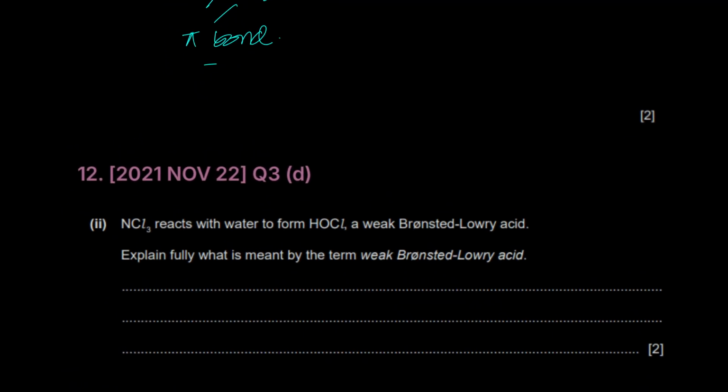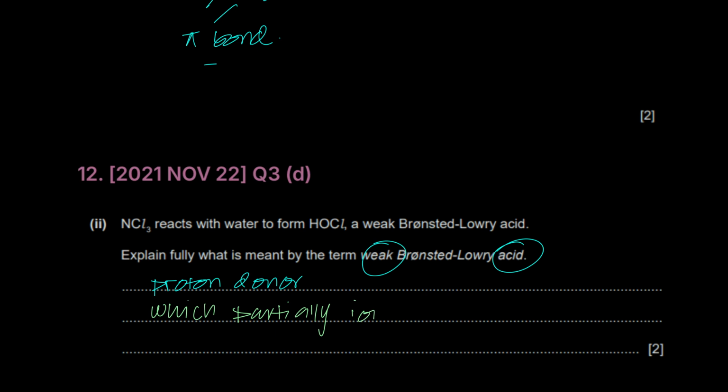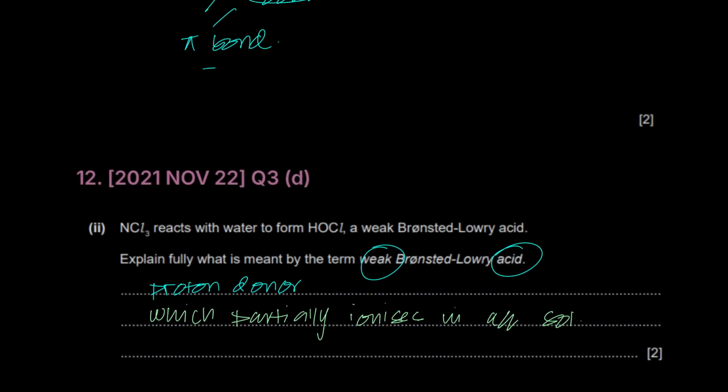Explain what is meant by the term weak Bronsted-Lowry acid. Acid again is what? It's a proton donor, and weak means what? Which partially ionizes in aqueous solution. Done. Next. 2021 set is over.